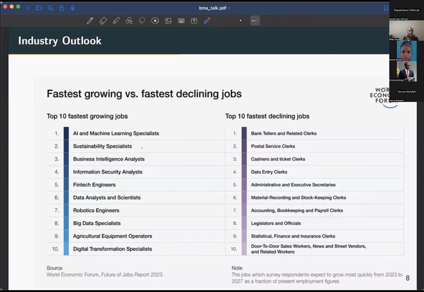And then there are those in sustainability. If you think of the sustainable development goals, we want to develop, but we want to develop in a sustainable manner. And people who can help the organization or the country or the business develop in this manner are sought after. Then there's business intelligence, information security, and then there's financial technology engineers here, and then data analysts and scientists, big data specialists, and so on. So these are projected to be the top 10 growing.